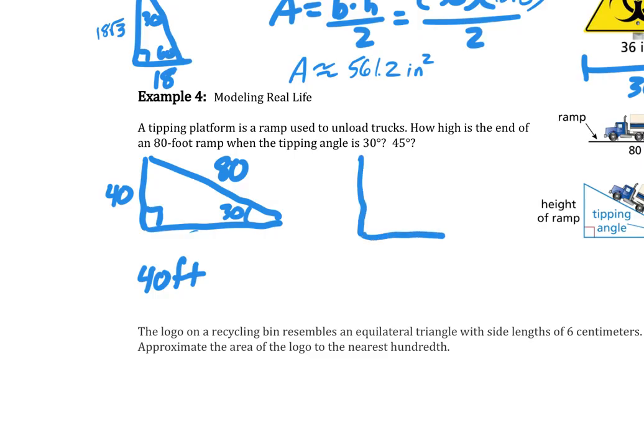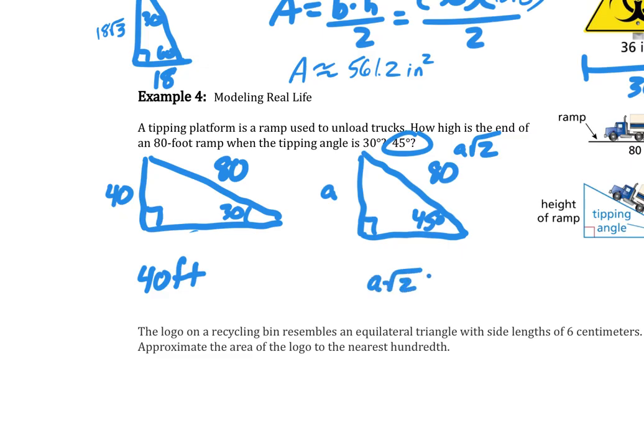If I redraw this triangle, because now it wants to know what happens if it's a 45-degree angle. So now if the angle's a little bit steeper, this is going to be 80 again. This is my A radical 2 side, and this is A. So I'm going to say A radical 2 equals 80. Because we're doing a story problem here, we don't have to put it in simplest radical form. So all we're going to do here is take 80 and divide it by radical 2, and we can punch that right into our calculator.